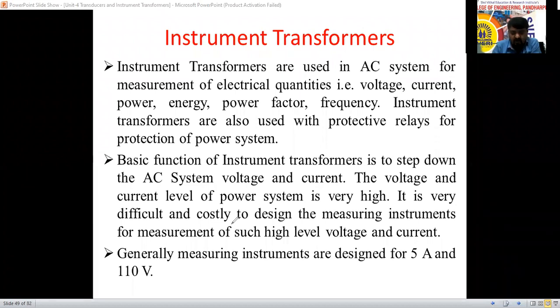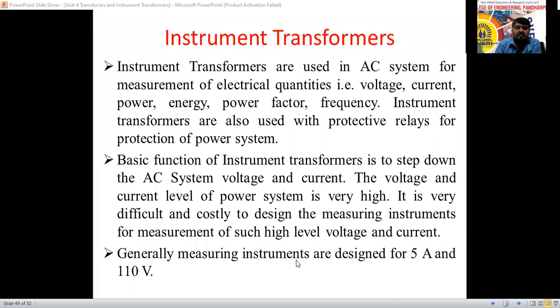See, actually, it is not going to transfer one form of energy to another form. One form of energy to another form is nothing but a transducer. But the transformer is going to transfer the electrical energy from one circuit to another circuit.